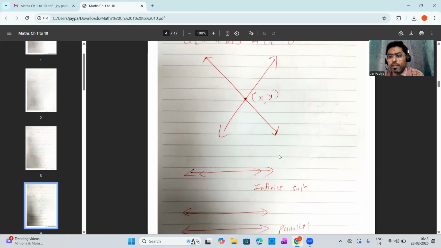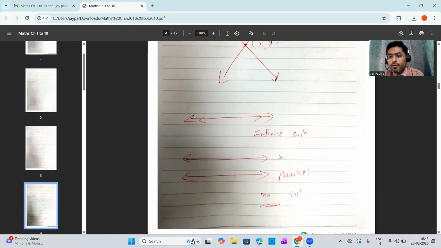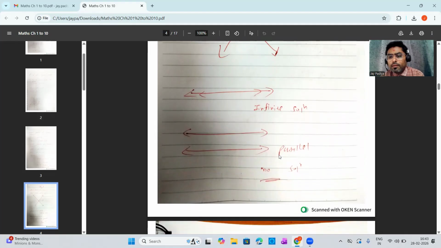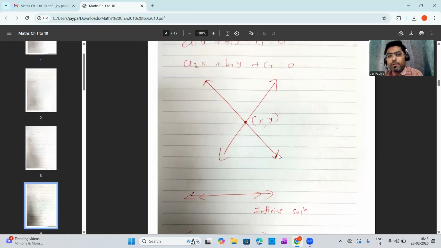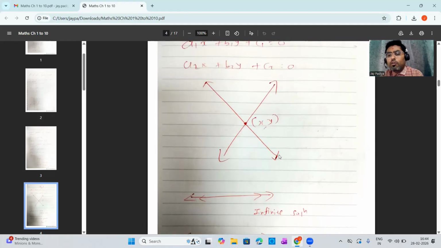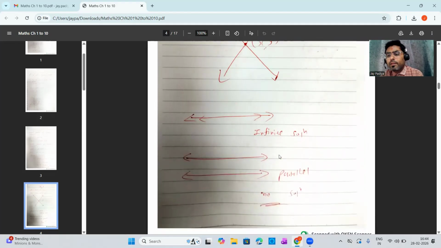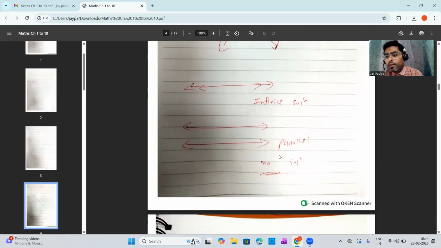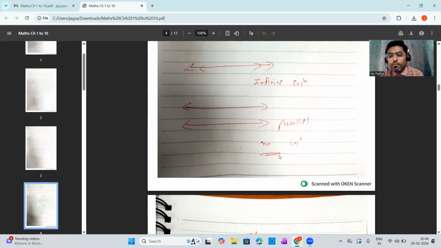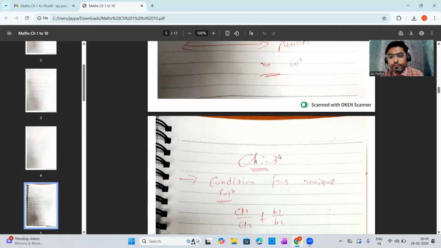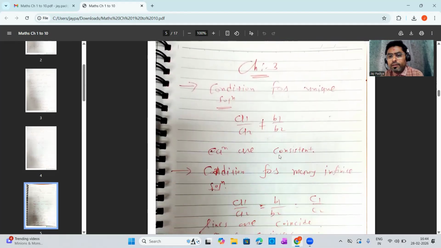Okay, so basically there are three types of solutions. If the two lines are coincident, coincide on each other, then there are infinite solutions. If they intersect each other at only one point, then unique solution. First one is a unique solution, second one is infinitely many solutions, and third, if the given lines are parallel with each other, then no solution you will get, right? And these are the conditions of that.